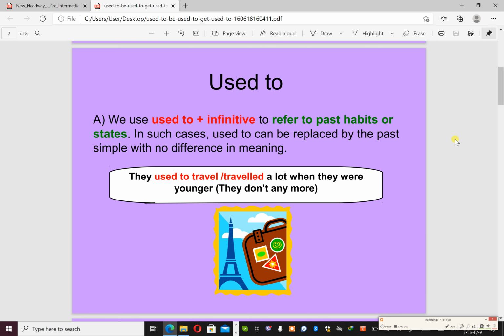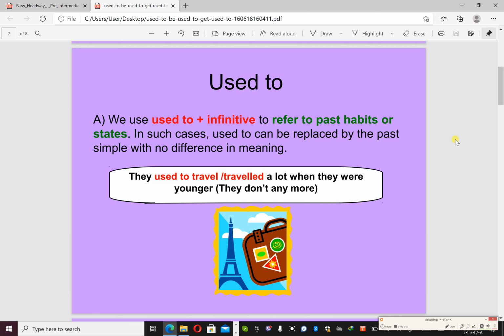To refer to past habits or states. يعني ده يوصف لي عادة أو عادة بصورة عامة كنا نسويها في الماضي. And used to can be replaced with the simple past with no difference in meaning. يعني إذا معناها أنا أقدر أخليها simple past وما تغير، ما راح يكون تغيير أي معنى إذا كانت indefinite time، في وقت محدد. Like they used to travel a lot when they were younger.